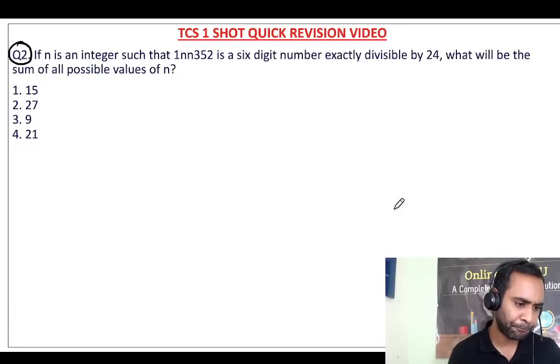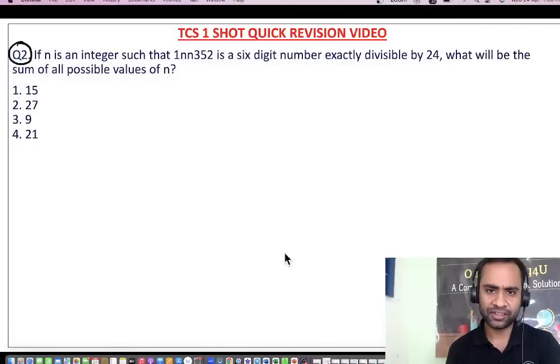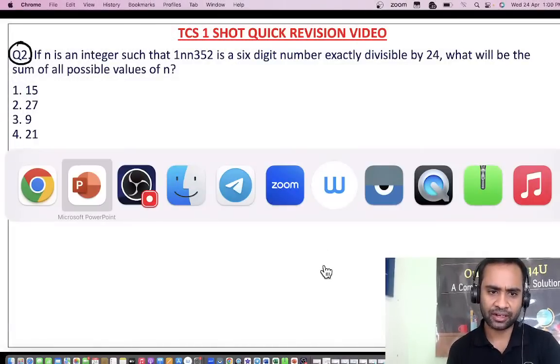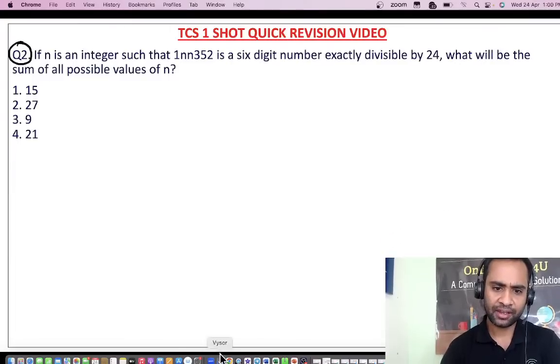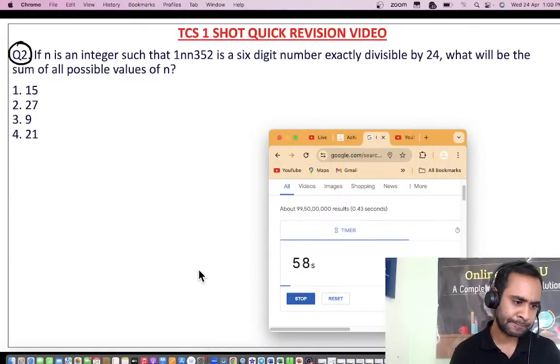Okay. Now question number 2. So this is a TCS problem. So this is asked in TCS. So let's see how many of you are able to do it. Okay. Explain again.